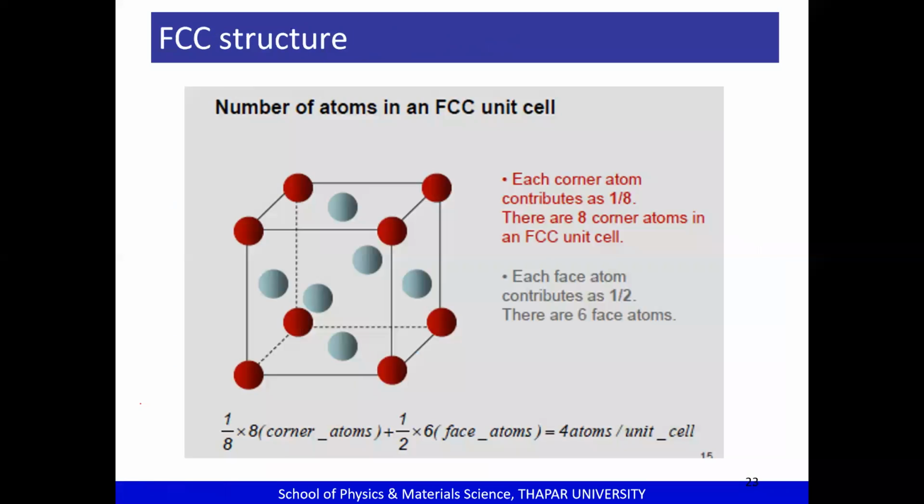So now we compute the total number of atoms in the unit cell. This is easy. 1/8 into 8 from the corners, so it contributes 1, and faces, 6 of them, each contributing half, so 6 into half makes 3. So 1 plus 3 makes a total of 4 atoms per unit cell. We frequently did this exercise previously.